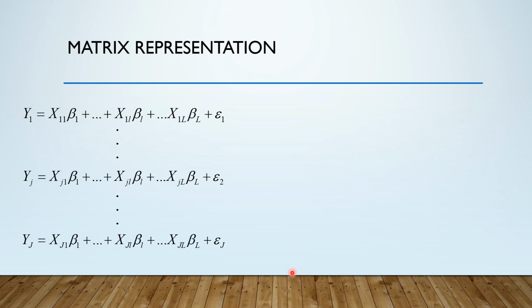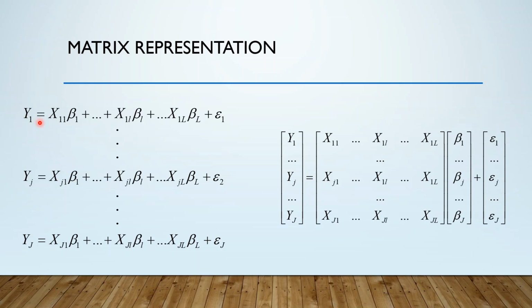So how can you do the matrix representation? It's very simple. This will be the matrix representation of these many equations. So you have this matrix representation. It will be row by column multiplication, so we are going to get these many equations. That is the matrix representation.